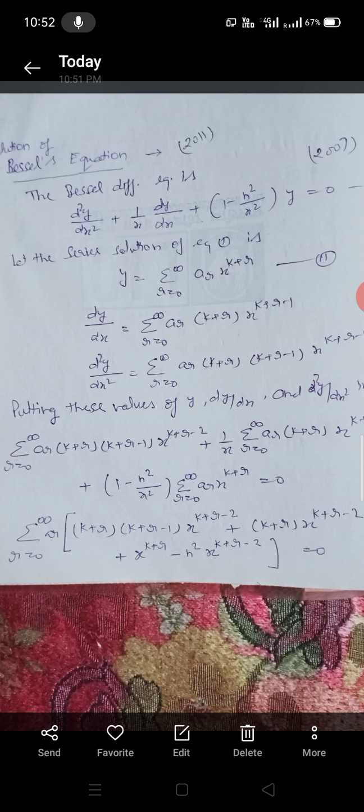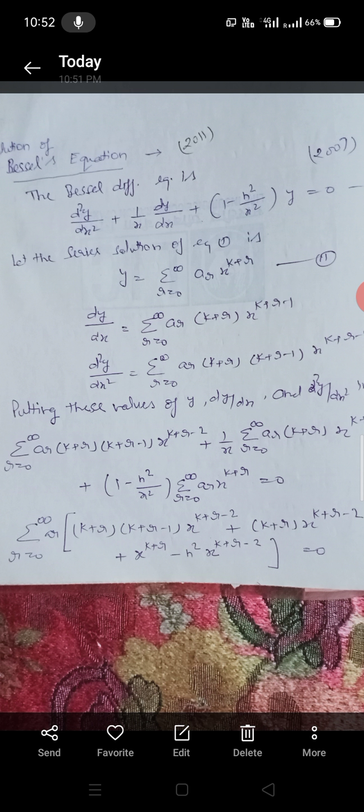We know the Bessel differential equation is d²y/dx² + (1/x) dy/dx + (1 − n²/x²) y = 0. Let the series solution of equation first be y = summation r = 0 to infinity a_r x^(k+r). This is second.